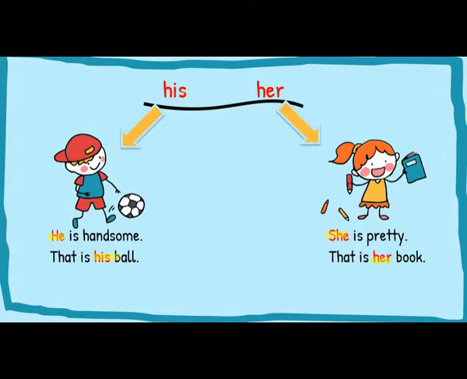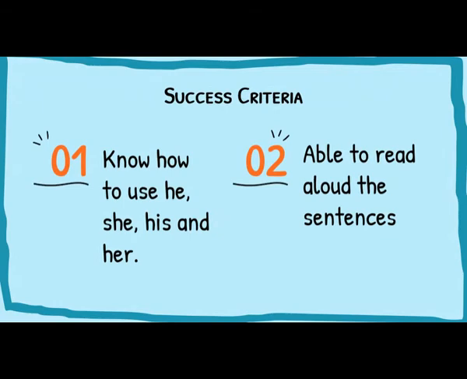But then you have to remember yang perkataan his dengan perkataan her itu refer kepada belonging. Hak milik dia, dia punya. Okay, jelas? Alright, very good. So by doing that activity, you have covered your first success criteria, which is know how to use he, she, his, and her.